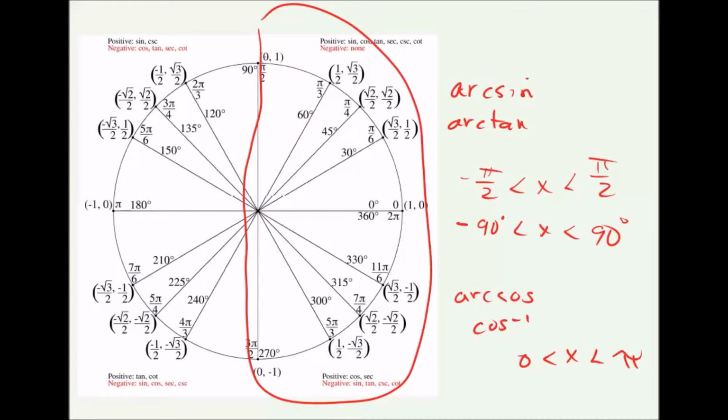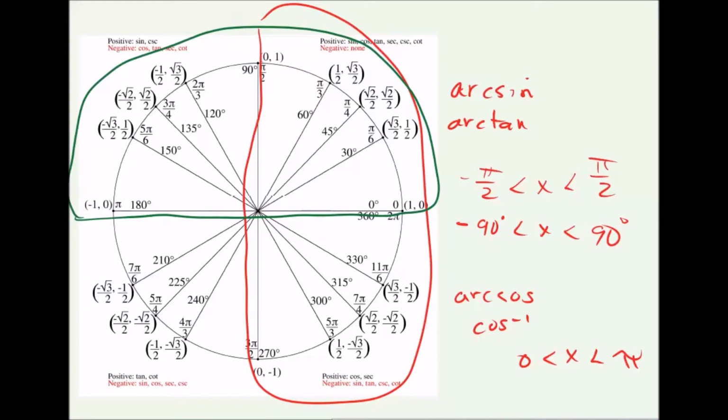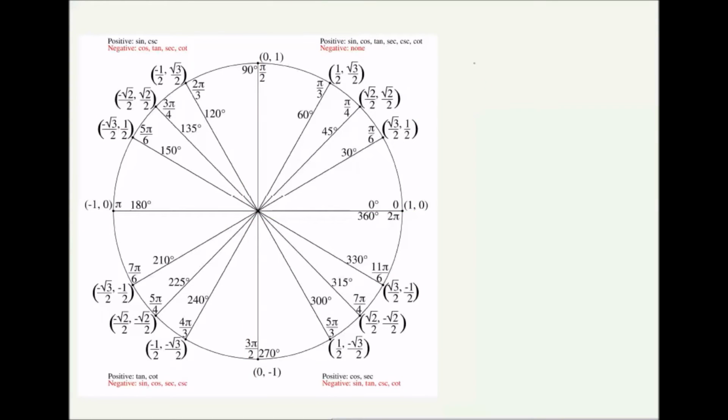So for arccos, let me go ahead and grab a different color here. Arccos, you're always looking in this area for the angle that corresponds to the ratio you're given. So let's say you had arcsine of square root 2 over 2. Of course, sine is the y-coordinate, so we're looking for where on the unit circle we have square root 2 over 2, and it's here at positive 45 degrees. Or if you were doing this in radians, you would say it's at pi over 4. So a ratio of square root of 2 over 2 is equal to 45 degrees, or pi over 4.